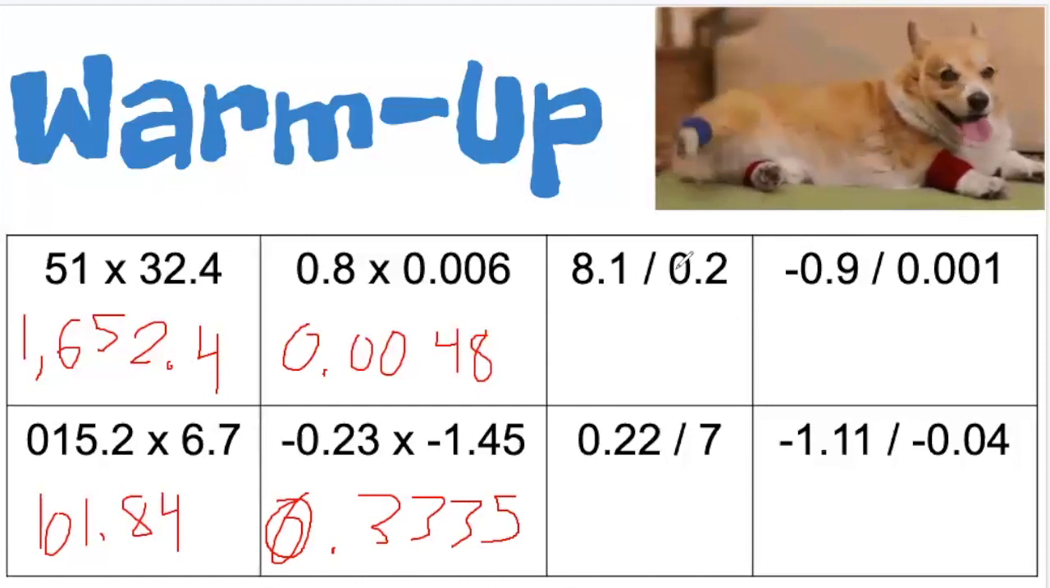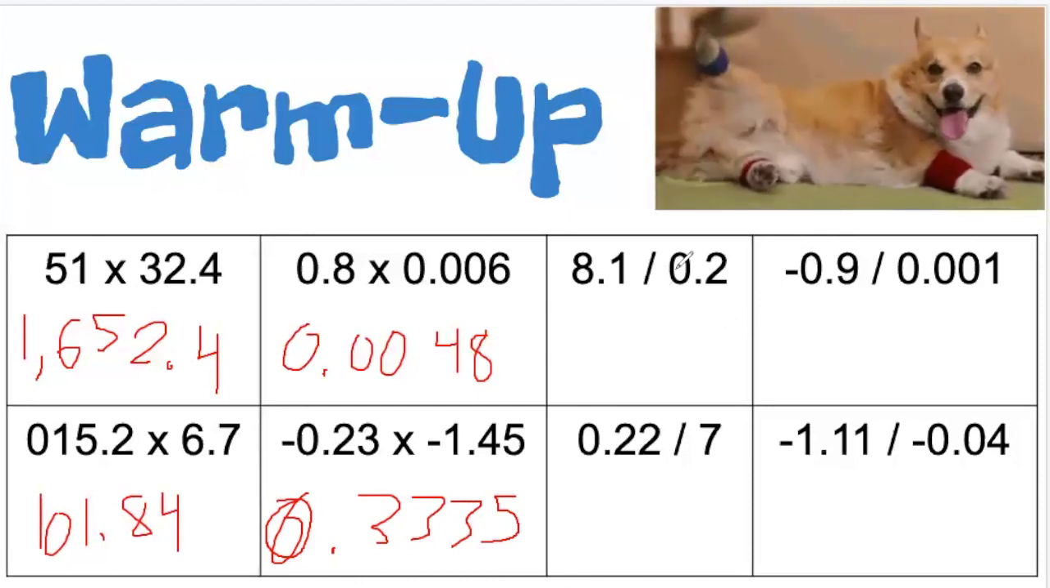All right, moving on to division. 8.1 divided by 0.2. So because they're both positive, our answer will also be positive. So now for some people, it's a little confusing about why you get the answer you get. So the answer I'm getting is 40.2.